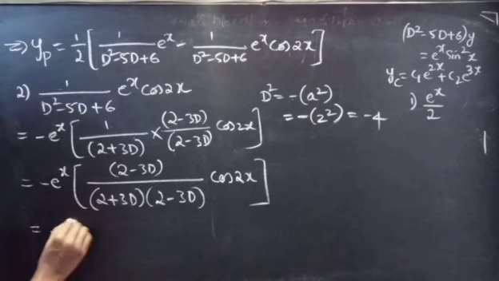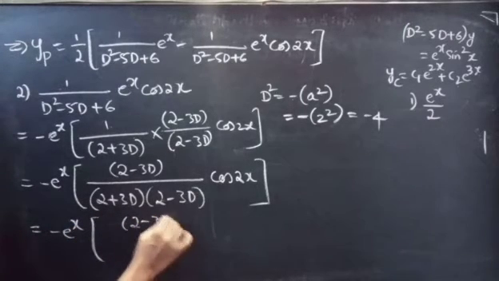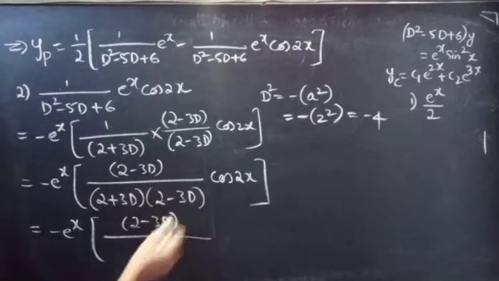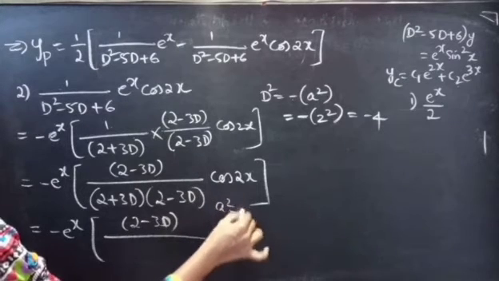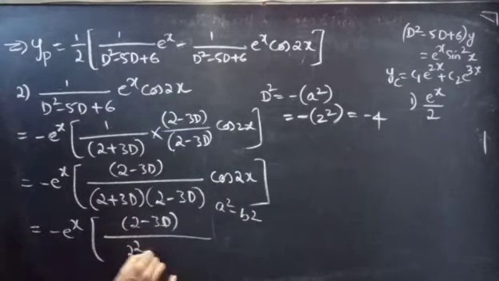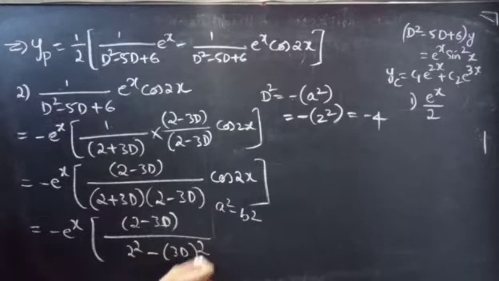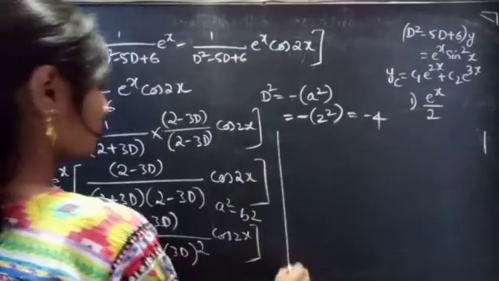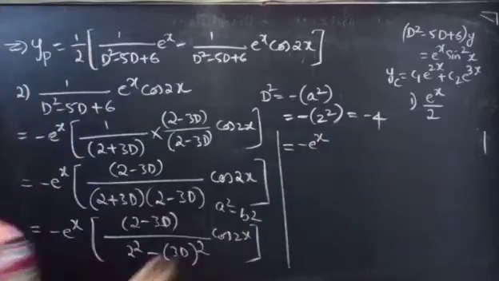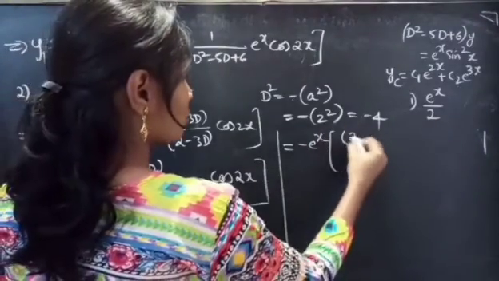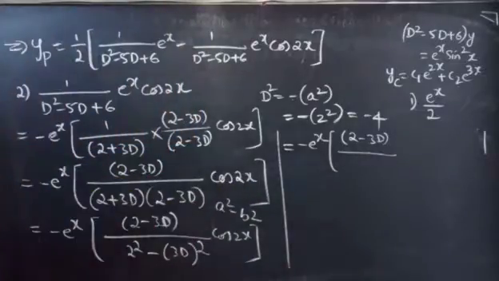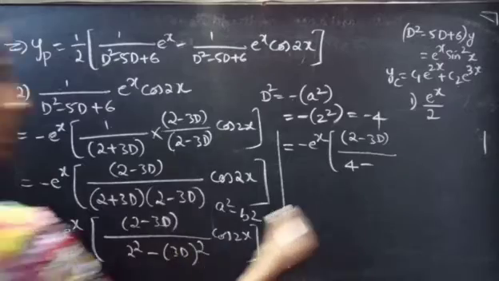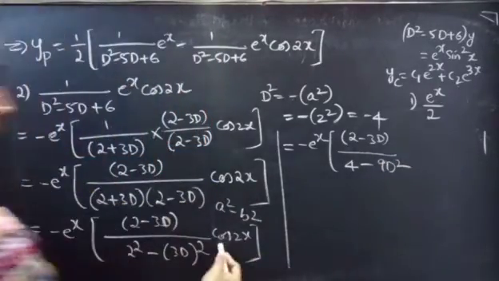This becomes minus e power x into 2 minus 3d by, in the denominator we have 2 plus 3d into 2 minus 3d, which is of the form a plus b into a minus b. We can write it as a square minus b square, that is 2 square minus 3d whole square, into cos 2x, which is equal to minus e power x into 2 minus 3d by 2 square is 4, minus 3 square d square. 3 square is 9, into d square, into cos 2x.